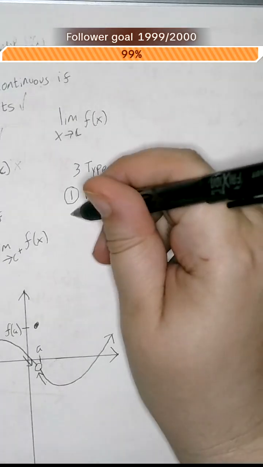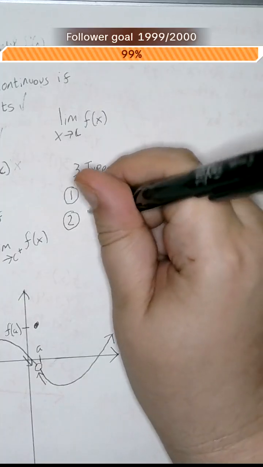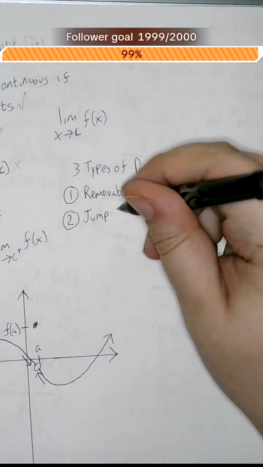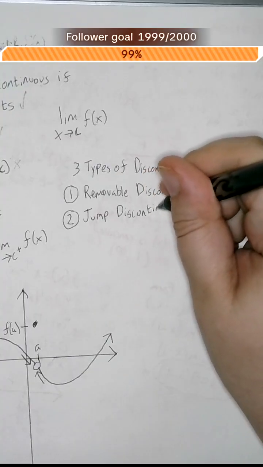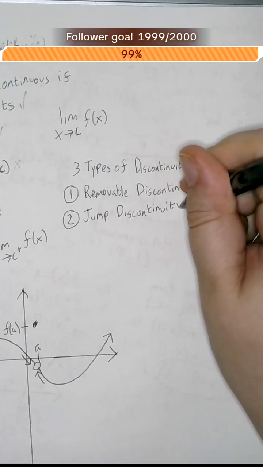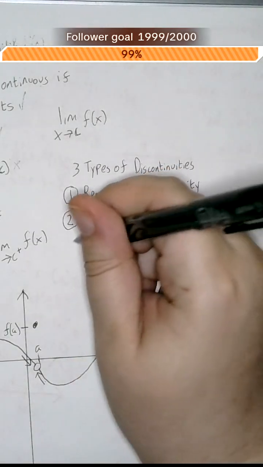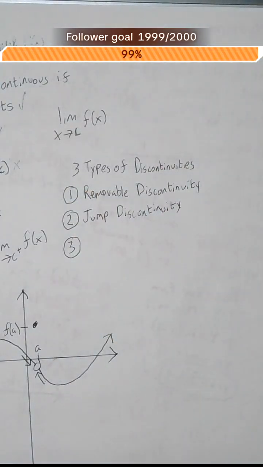And then the second type of discontinuity is what we call the jump discontinuity, or as I like to call it, the Van Halen discontinuity. Because in the 70s or 80s, Van Halen came out with a song called Jump. So that's why I call it the Van Halen discontinuity.